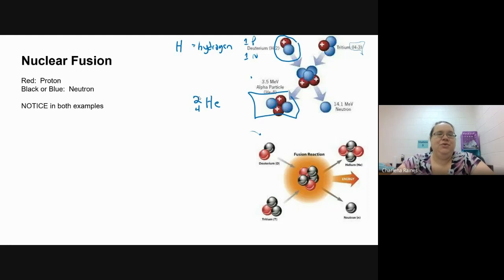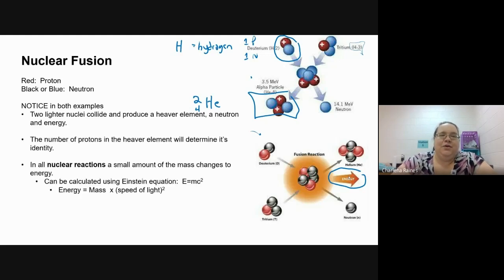So slightly different nuclear fusion reactions shown in the bottom example. Actually, no, it's the same thing. It's just turned differently. So really and truly, the only difference between the top illustration and the bottom illustration is that the bottom illustration does a really good job of showing that energy that is released.